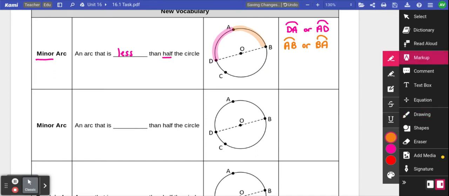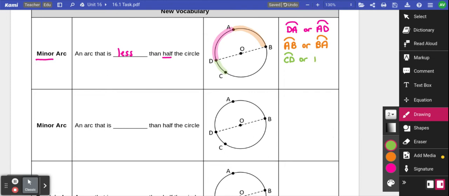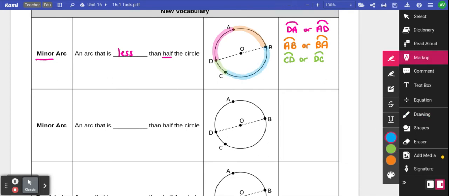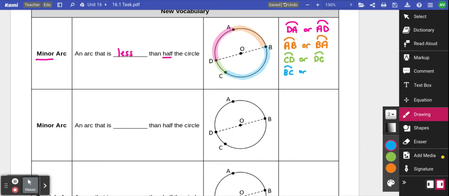Another minor arc in this picture would be the arc that goes from C to D, and I could name that either arc CD or arc DC. There's also another minor arc in this picture. Oh my gosh, there are so many. I could name BC, which is less than half the circle. So I could name that BC or I could also name that CB.